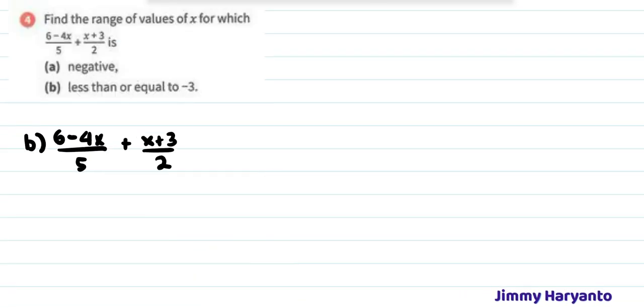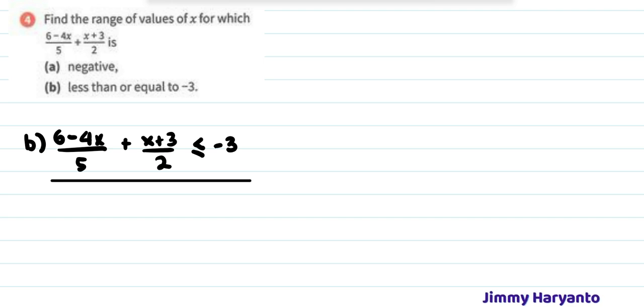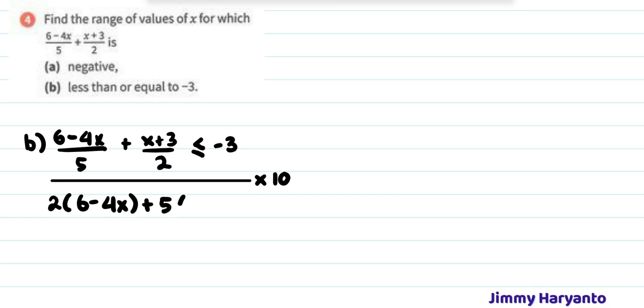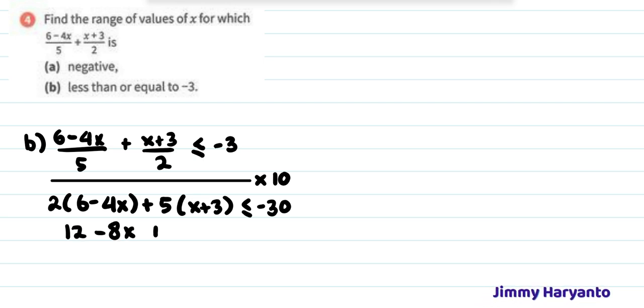For question B, it says less than or equal to negative 3. Okay, it's still the same. I will multiply them all by 10. So 10 divided by 5 is 2. 2 times 6 minus 4x plus 10 divided by 2 equals 5 times x plus 3 less than or equal to negative 3 times 10, which is negative 30. And then this one is 12, this one is negative 8x, this one is 5x, this one is 15 less than or equal to negative 30.